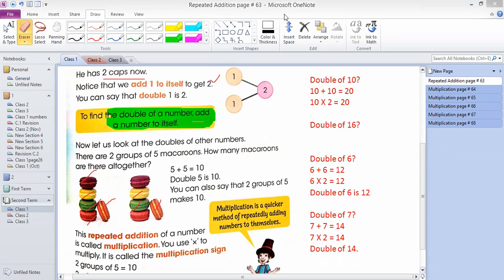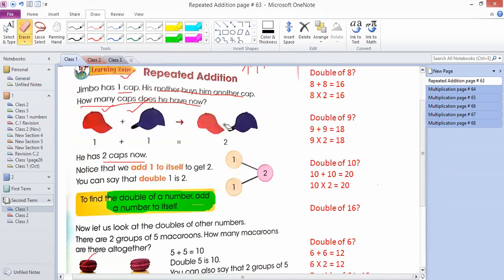I'm going to take one of the students, and that is Abdul Basit Waleed. Yes, sir. Yes, Abdul Basit. Can you tell me the double of 16?